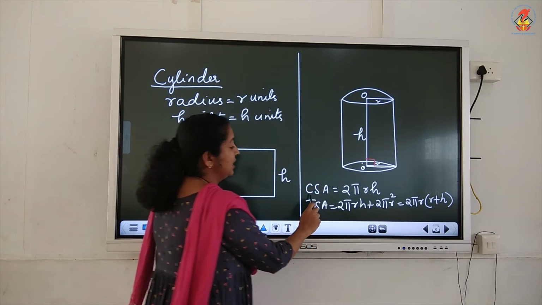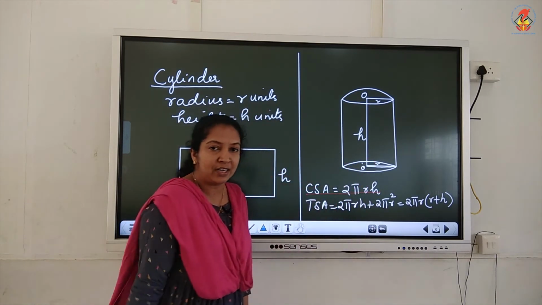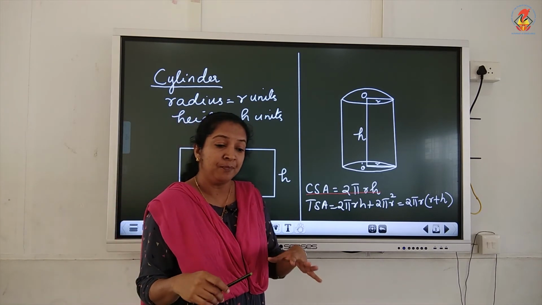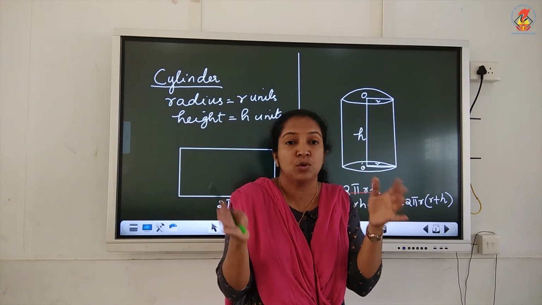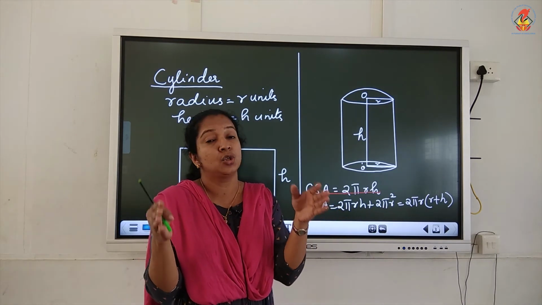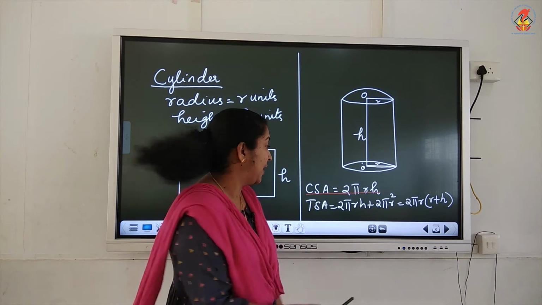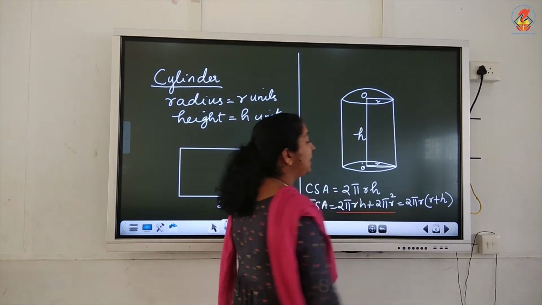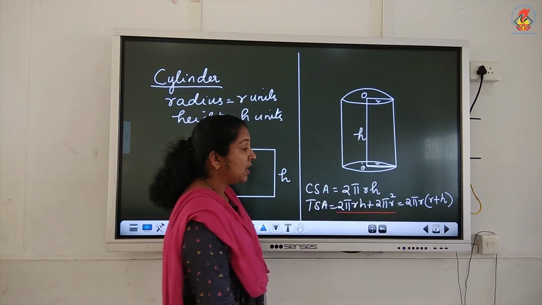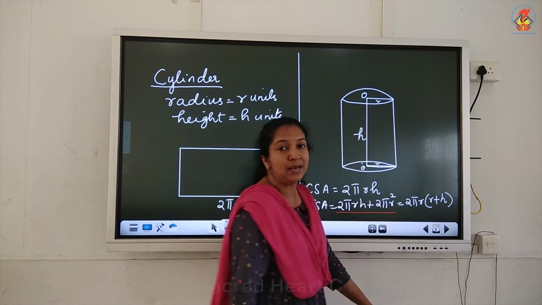So, CSA is equal to 2 pi rh. Then what about total surface area? We have to include both the bases. What is the shape of the base? Circle. So, what is the area? Pi r square. How many pi r square? 2 pi r square. So, 2 pi rh plus 2 pi r square. We have taken out 2 pi r into r plus h.